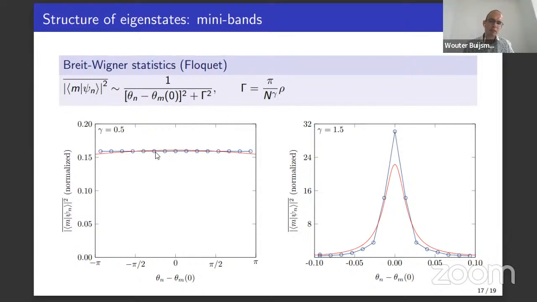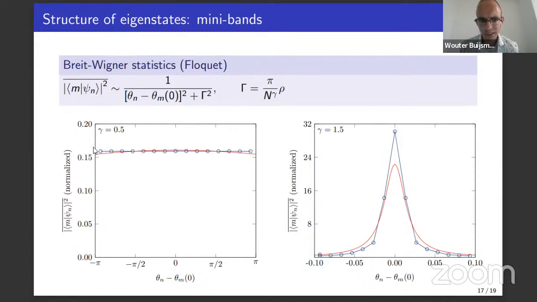What we show here is, the red curve is this expression with this spreading width, so there's no fitting involved at all. And the blue dots is what we get numerically for the ensemble. Here in the ergodic phase, what you see is that eigenstates are really spread out over the full Hilbert space. So here we get really a flat curve. We see good agreement.